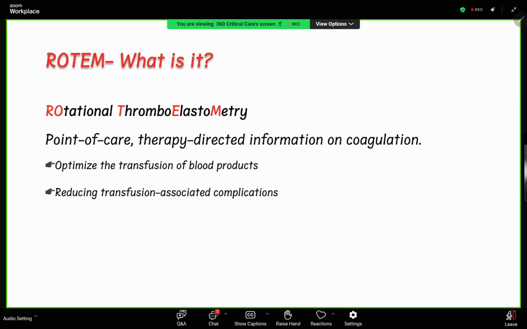So in this session for next half an hour, we'll be talking about Rotem. So I'll just go ahead a little bit of basics of Rotem so that you guys will be acquainted with what does it mean, and if you are given a scenario, how to interpret it. So Rotem stands for rotational thromboelastometry. It is a point of care therapy directed information on coagulation. The aim for Rotem is to optimize the transfusion of blood products, and also in clinical studies it has shown that it has reduced the transfusion requirement and transfusion associated complication.